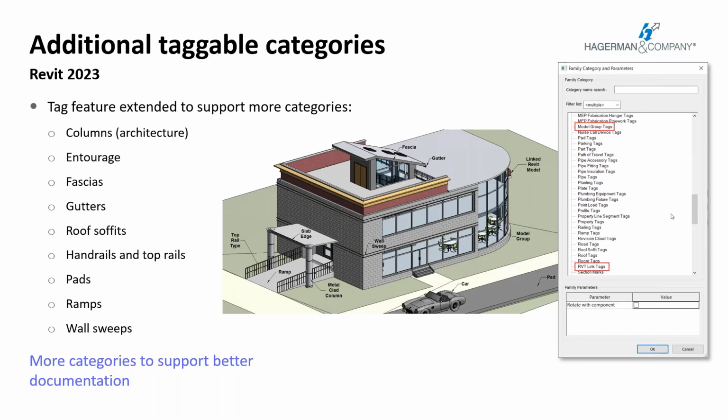In Revit 23, the tag feature has been extended to support even more categories. This includes individual elements such as architectural columns, entourage, fascias, gutters, roof soffits, handrails, top rails, pads, ramps, and wall sweeps. It also includes model groups and Revit links, for example, to show their own name, which is pretty neat.